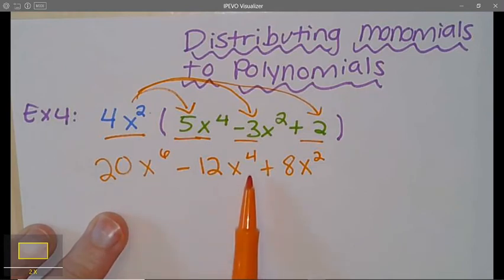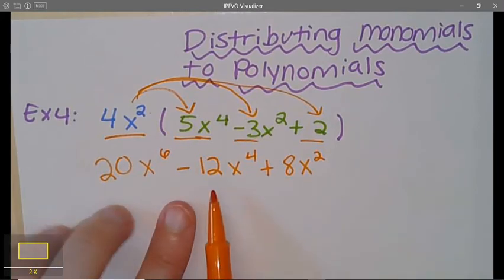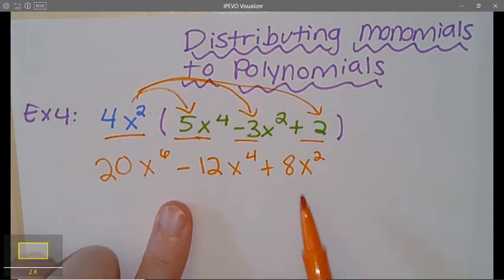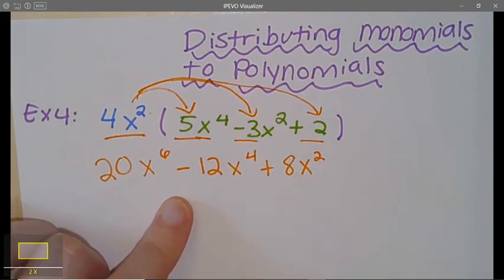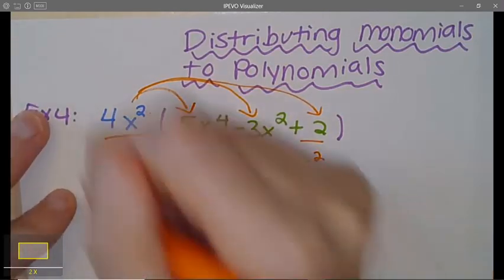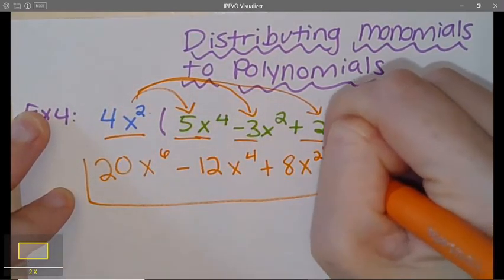My 12x to the 4th is my next highest term, and I don't have any other x to the 4th terms. So I don't have anything to combine it to, so I'm going to leave that alone. And then my x squared term is my only x squared term. So I don't have any like terms. So guess what? This is my final answer. And that's it.